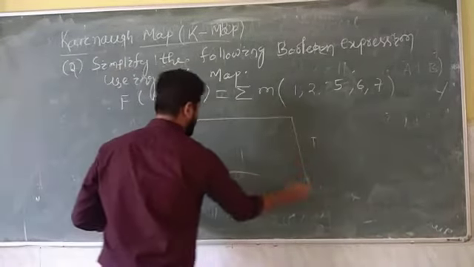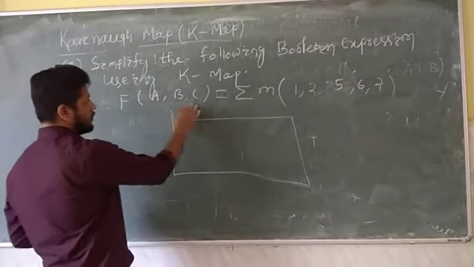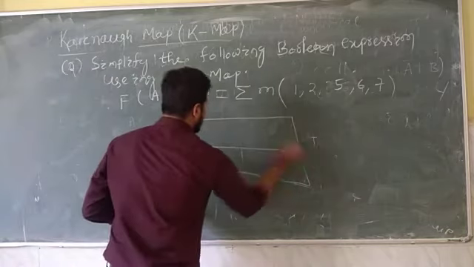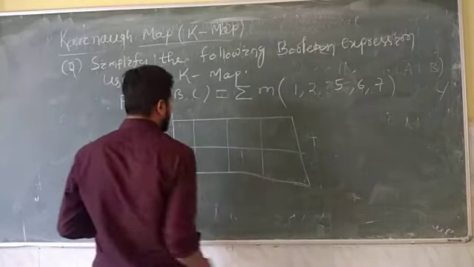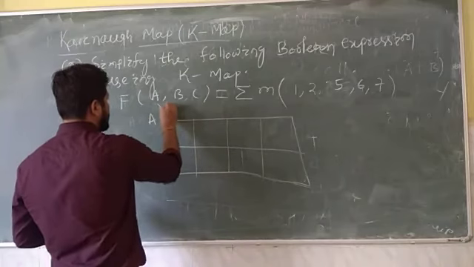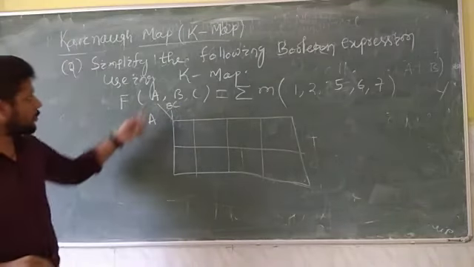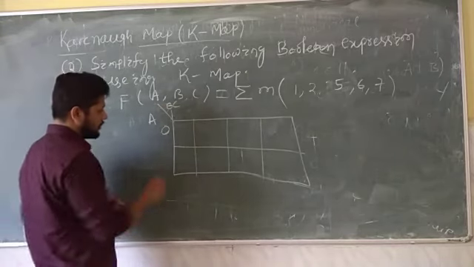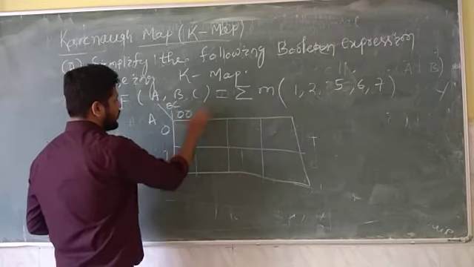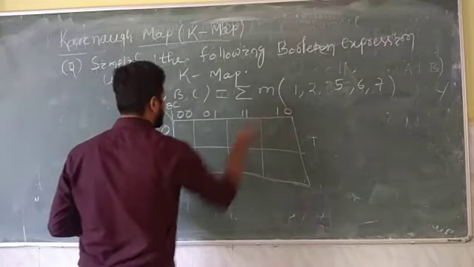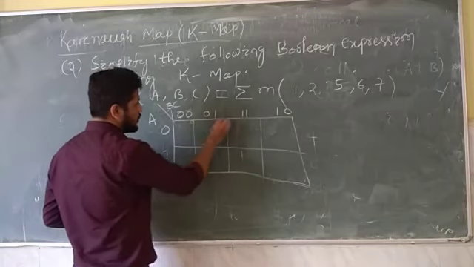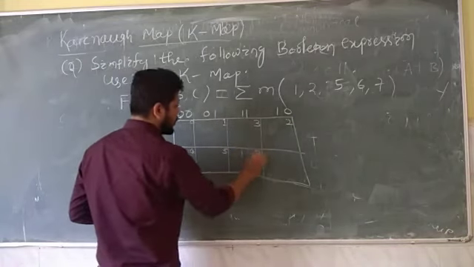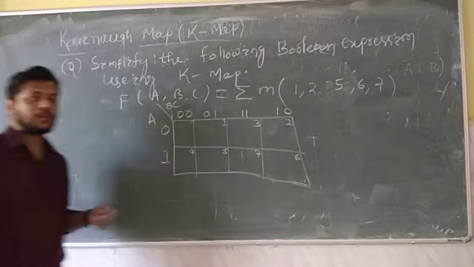As I have already explained, the moment you see the function consists of 3 variables, you have to make 8 cells, that is A and BC. Here the most significant bit is written, A and BC. So this row is 0, this is 1. The columns are 00, 01, 11 and 10. This cell is number 0, this is 1, this is 3, this is 2. Then we have 4, 5, 7 and 6.